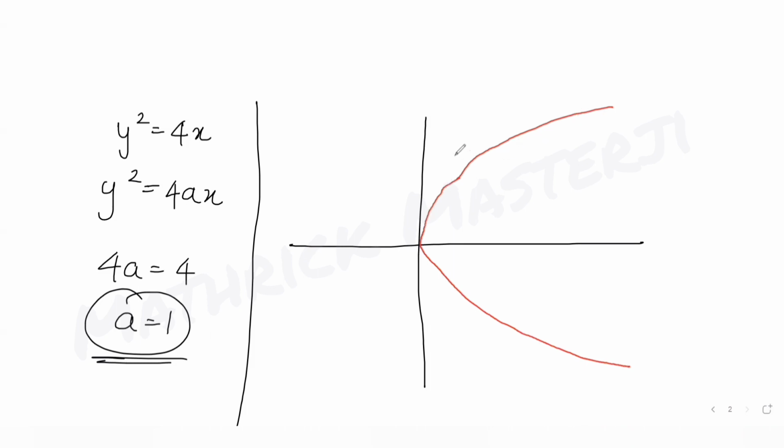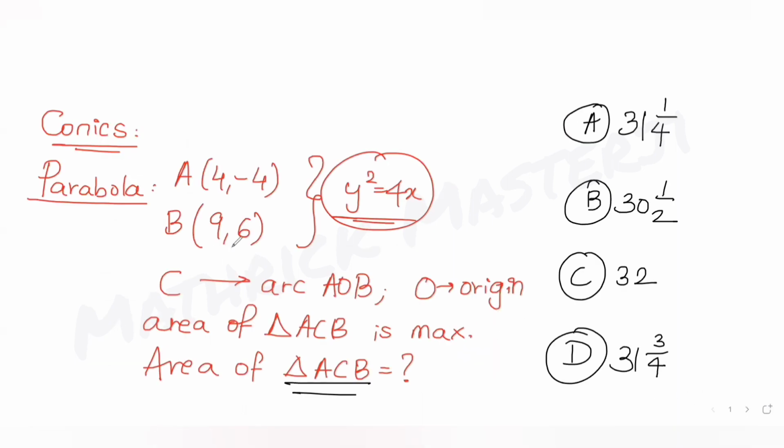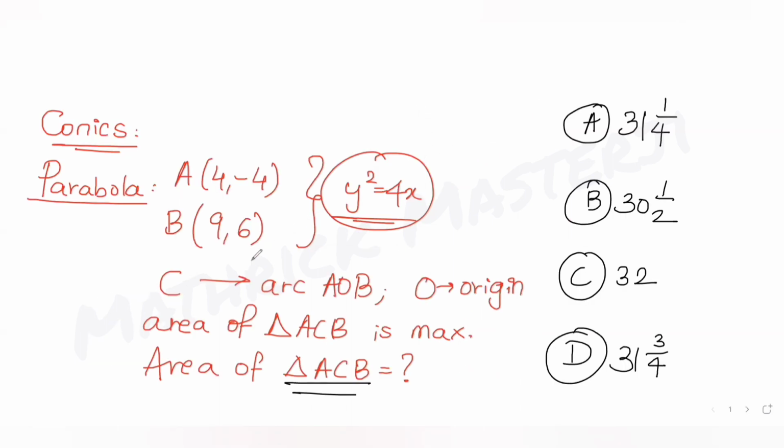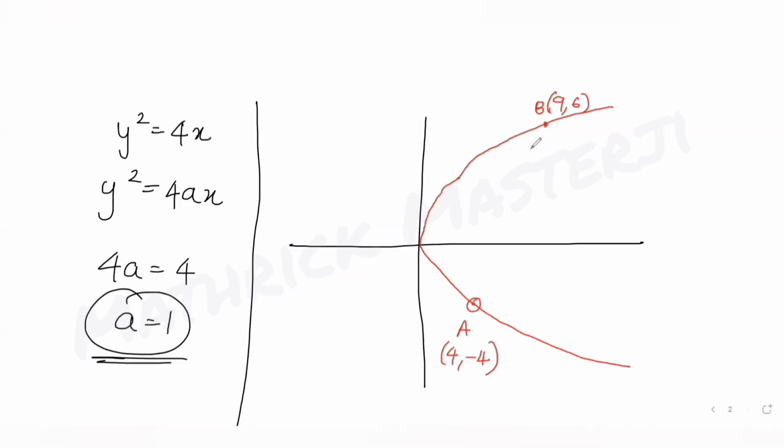And when you have this parabola, you have been told that there are two coordinates. One is A(4, -4), which will lie somewhere here, and there is another coordinate B(9, 6), which will lie somewhere here. So I have A, I have B. Now the third point, C, lies on this arc AOB, where O is the origin. So in arc AOB, somewhere here, your point C lies.